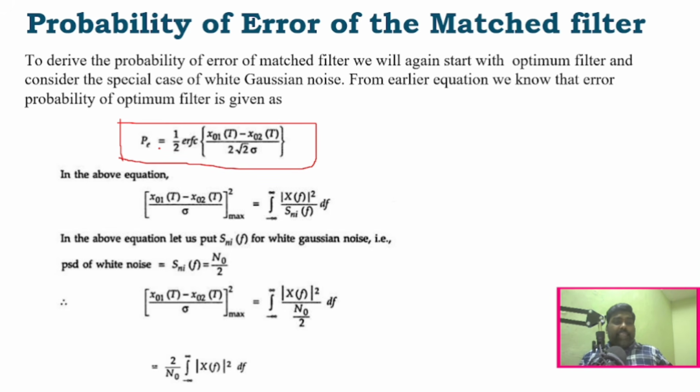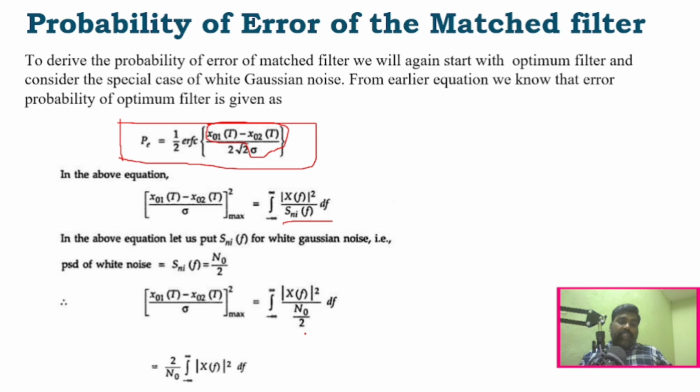Right? That is 1 by 2 erfc of (x01(t) minus x02(t)) divided by 2 root 2 sigma. This is the probability of error for the optimum filter. And here we take this particular expression alone, x01(t) minus x02(t), leaving the 2 root 2 sigma. This alone can be written as modulus of X(f) squared divided by the power spectral density of noise. Right? The power spectral density of noise we already derived. We know that it is N0 divided by 2.